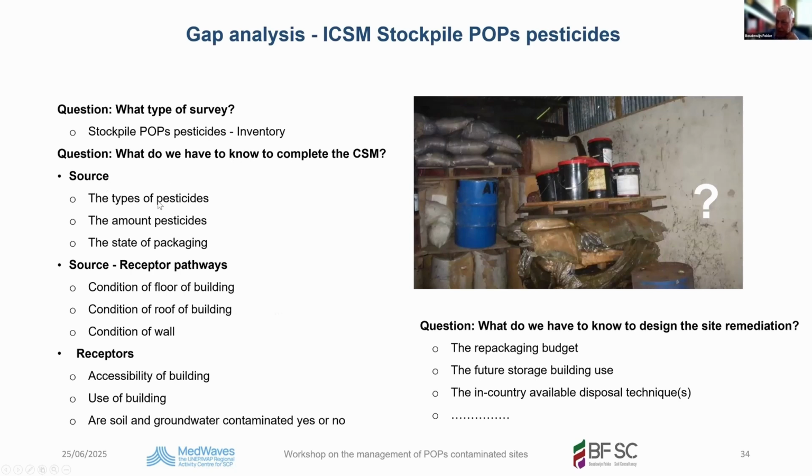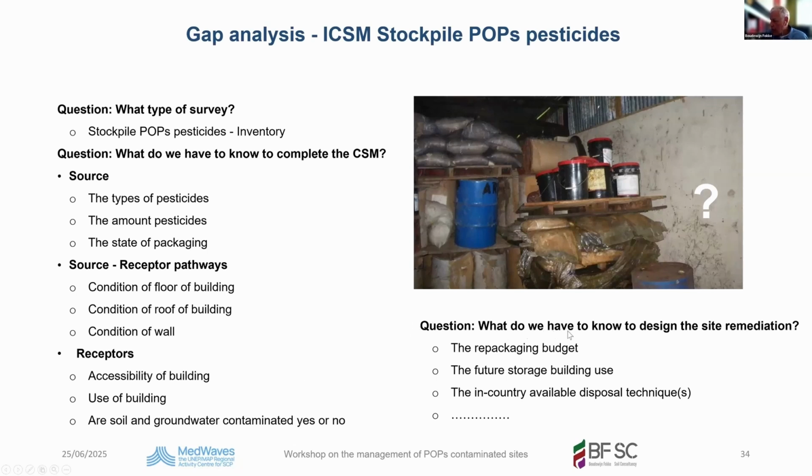The source, the type of pesticides, the amount, the state of the packaging, source receptors, pathway, condition of the floor of the building, condition of the roof of the building, condition of the wall. And the receptors: accessibility of the building, the use of the building, and are soil and groundwater contaminated, yes or no? I would like to draw your attention to the accessibility and the use of the building. If there are obsolete pesticides in the store, it should not be accessible for anyone. It should be locked to prevent contact with the waste.